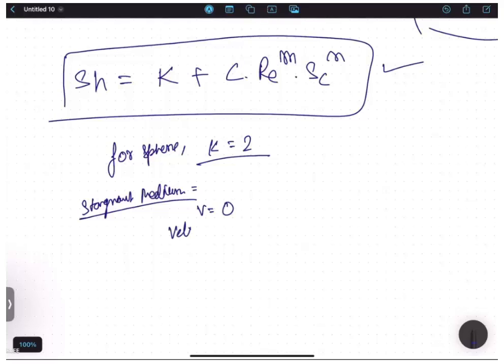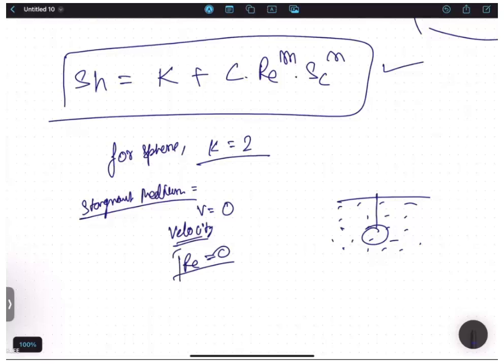So if your medium is stagnant, suppose you have a naphthalene ball hanging in the air, and the air around it is stagnant. It is not moving. So if the air is stagnant, that means the velocity of the air is 0. If the velocity of the air is 0, then your Reynolds number will be equal to 0. If Reynolds number is equal to 0, that means your Sherwood number will be equal to k, that is equal to a constant. For sphere, it will be equal to 2.